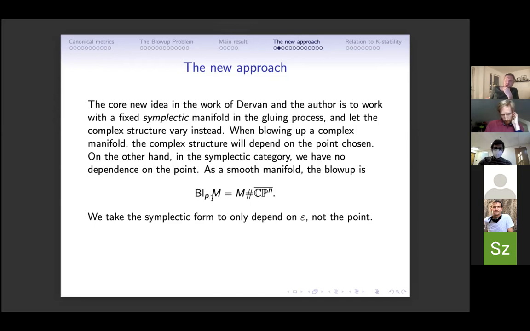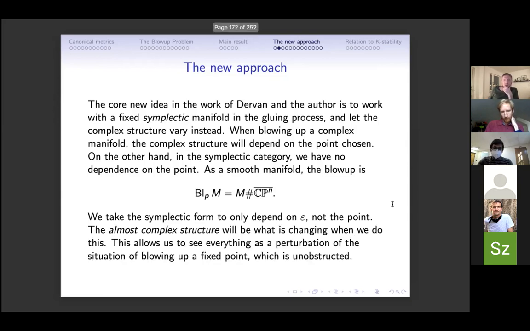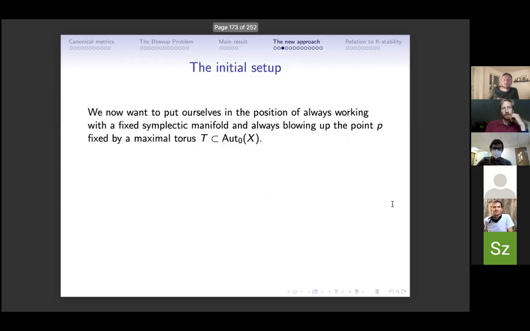We're always going to pick the same point on that. And we're always going to take the same symplectic form, but we're instead going to let the almost complex structure vary. So that's what we want to put ourselves in the position of initially. And that will allow us to see everything as a perturbation of the situation when you blow up a fixed point of this torus section. And that's the unobstructed case. So we want to see everything that we're doing as a perturbation of the unobstructed case.